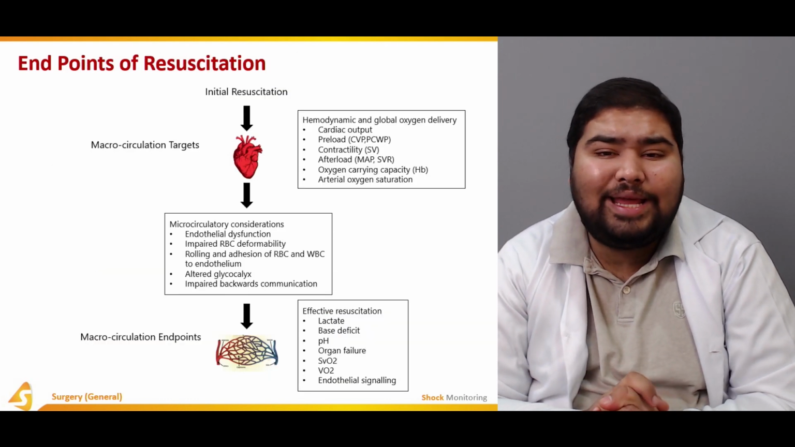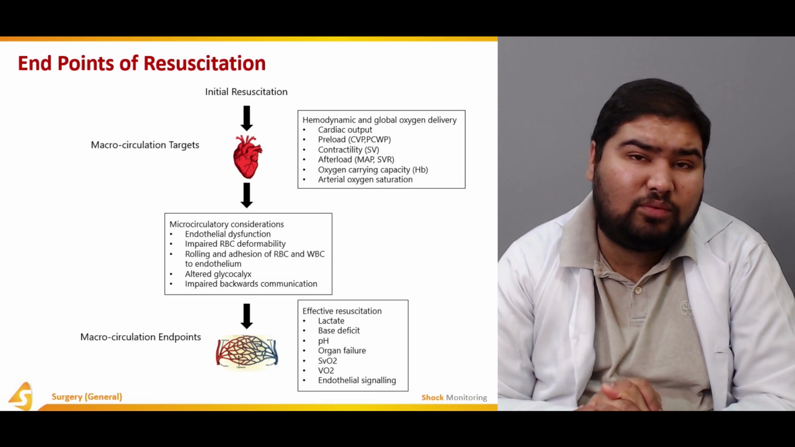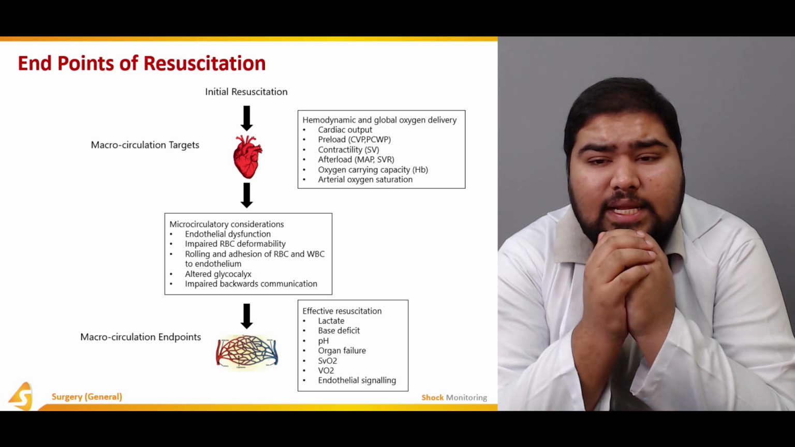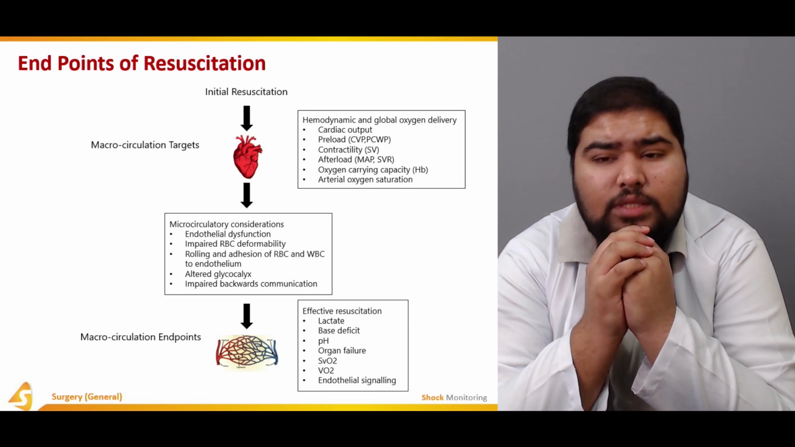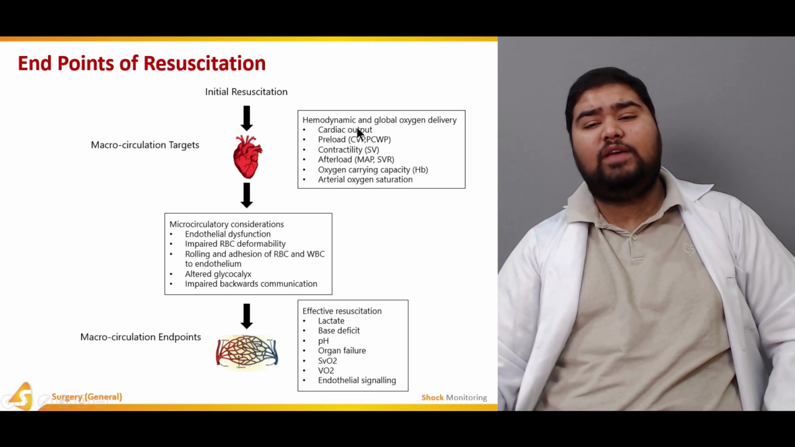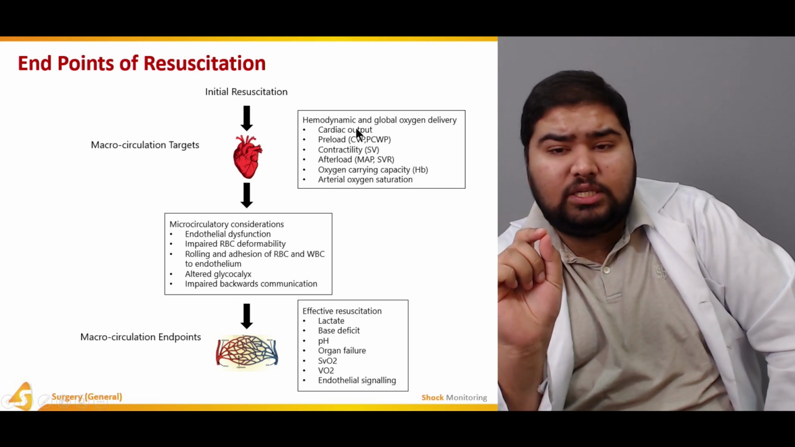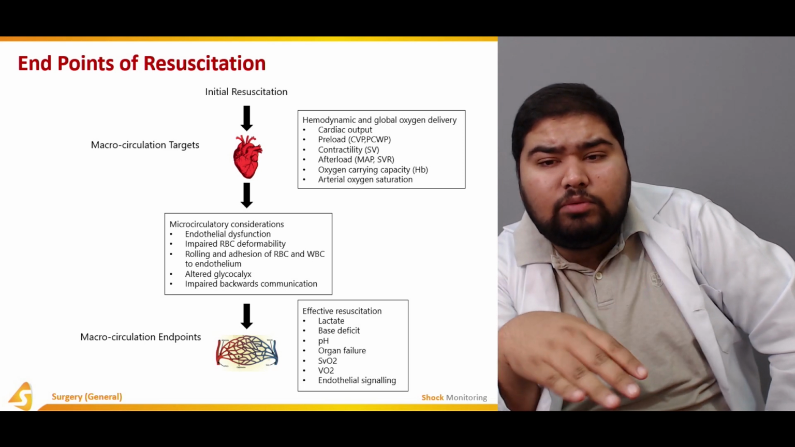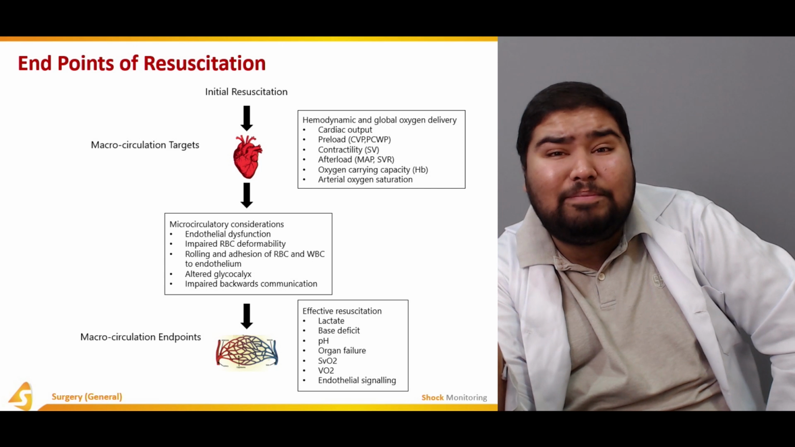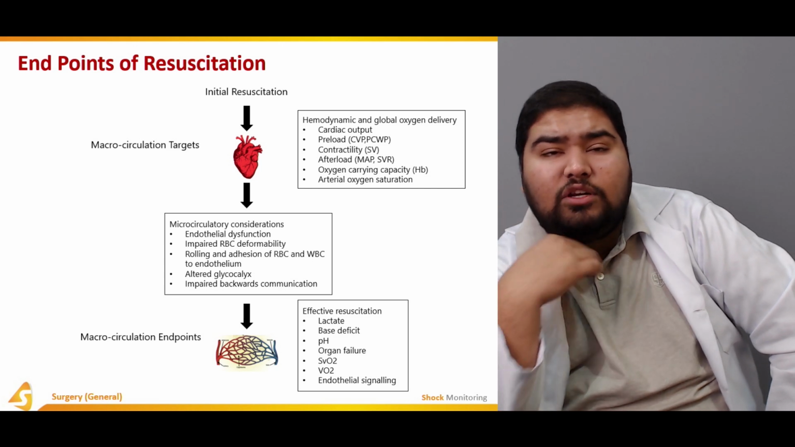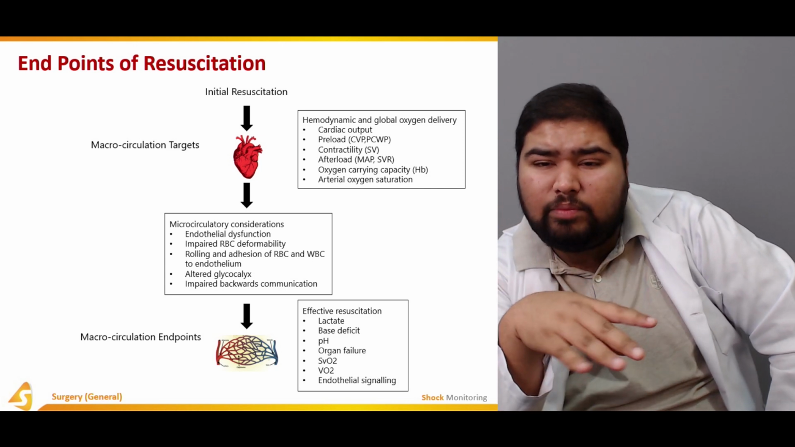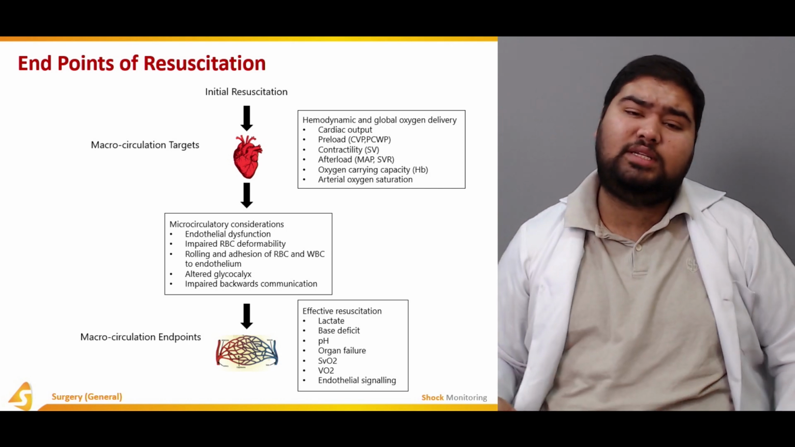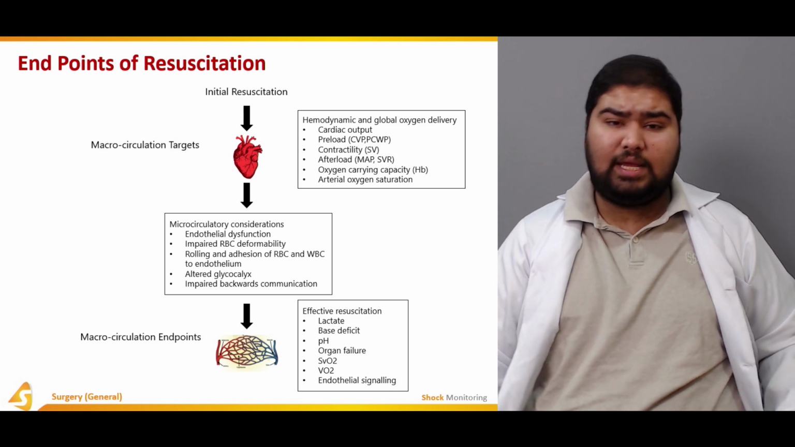Now, what are the end points of resuscitation? What tells you to end your resuscitation? So, in initial resuscitation, what are your goals? You need to have hemodynamic and global oxygen delivery. The cardiac output must be maintained, the preload must come to normal, the contractility must increase, the afterload must either decrease or come to normal, the oxygen carrying capacity must increase, and the arterial oxygen saturation must increase.